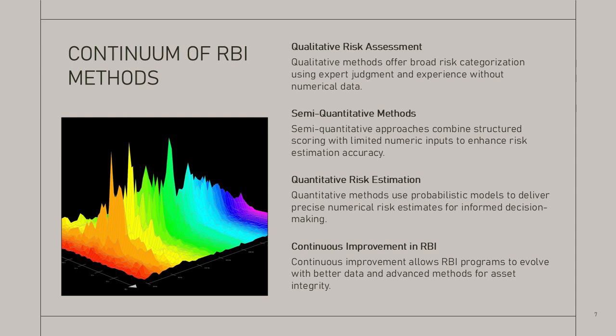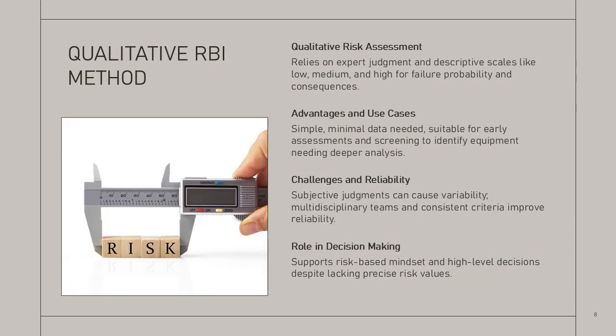This ensures that risk evaluations evolve alongside the asset lifecycle and operational knowledge, ultimately leading to more effective inspection and integrity management decisions. The qualitative RBI method is the simplest form of risk assessment and relies heavily on expert judgment, experience, and descriptive criteria. In this approach, both probability of failure and consequence of failure are categorized using qualitative scales such as low, medium, and high. Risk is then determined by combining these categories using a risk matrix.